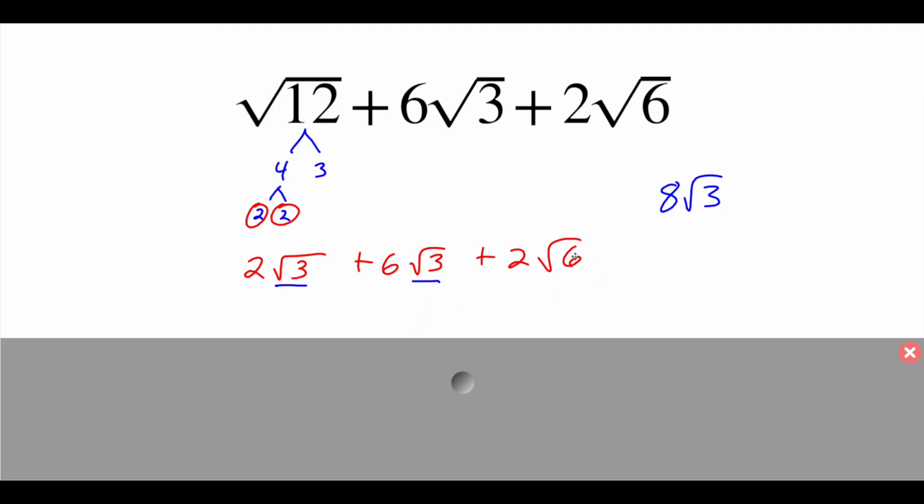Now, we haven't done anything with this 2 root 6 because we can't add it to those first 2 radicals because it's a different number underneath the radical. So we're just going to leave it on the end and not add it in with the 8 root 3. So this whole thing would technically be your final answer. 8 root 3 plus 2 root 6.